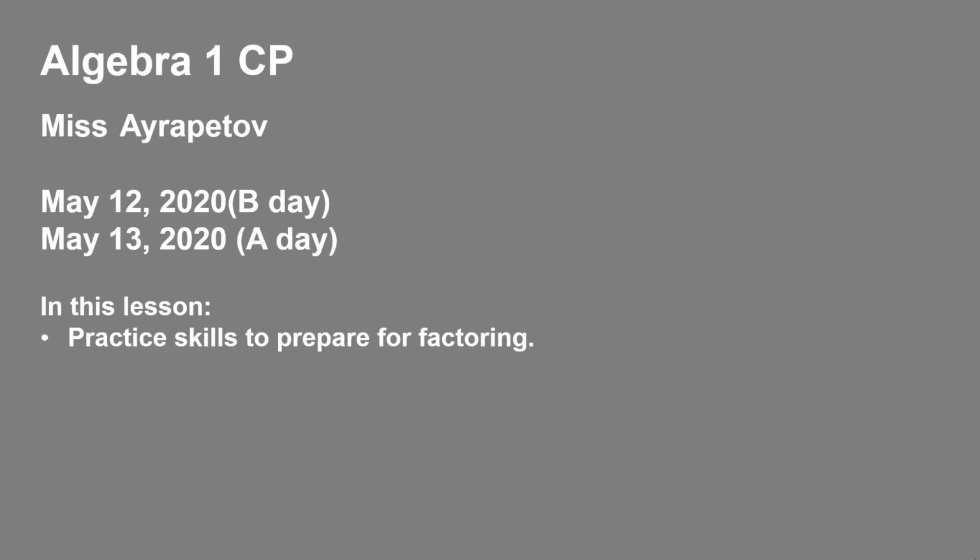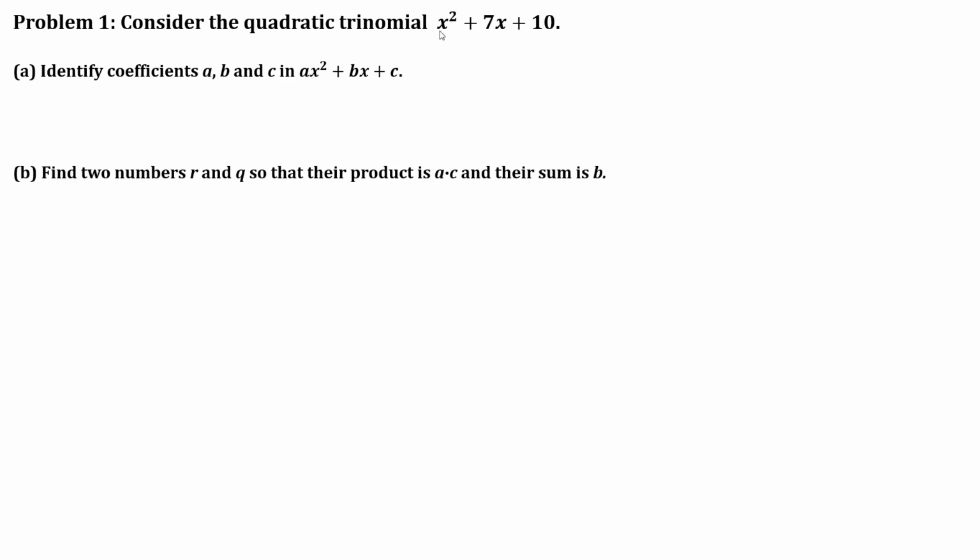All right, so I'll just jump. There's no theory behind this. I'm just going to jump to an example. So problem one, we're going to consider a quadratic trinomial, that's what this is called: x squared plus 7x plus 10. And this is what I want you to do for all of these problems. The first thing I want you to do is identify coefficients a, b, and c in ax squared plus bx plus c. So a is the number multiplying x squared, b is the number multiplying x, and c is the constant term. And then the second thing I want you to do is find two numbers.